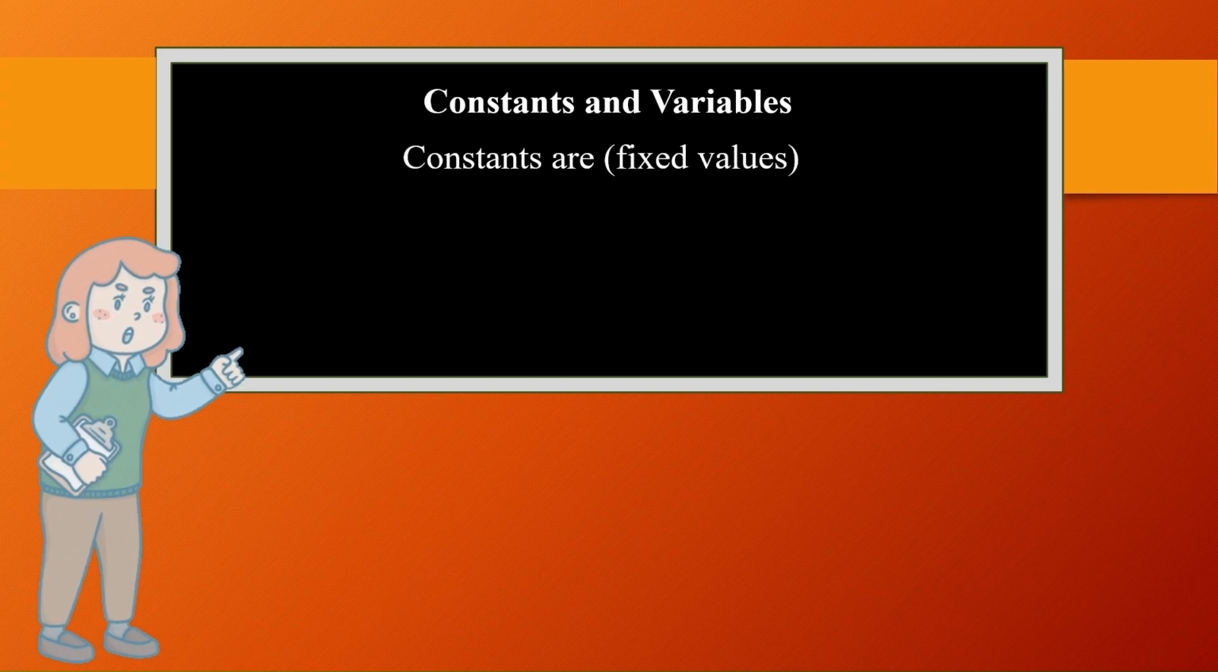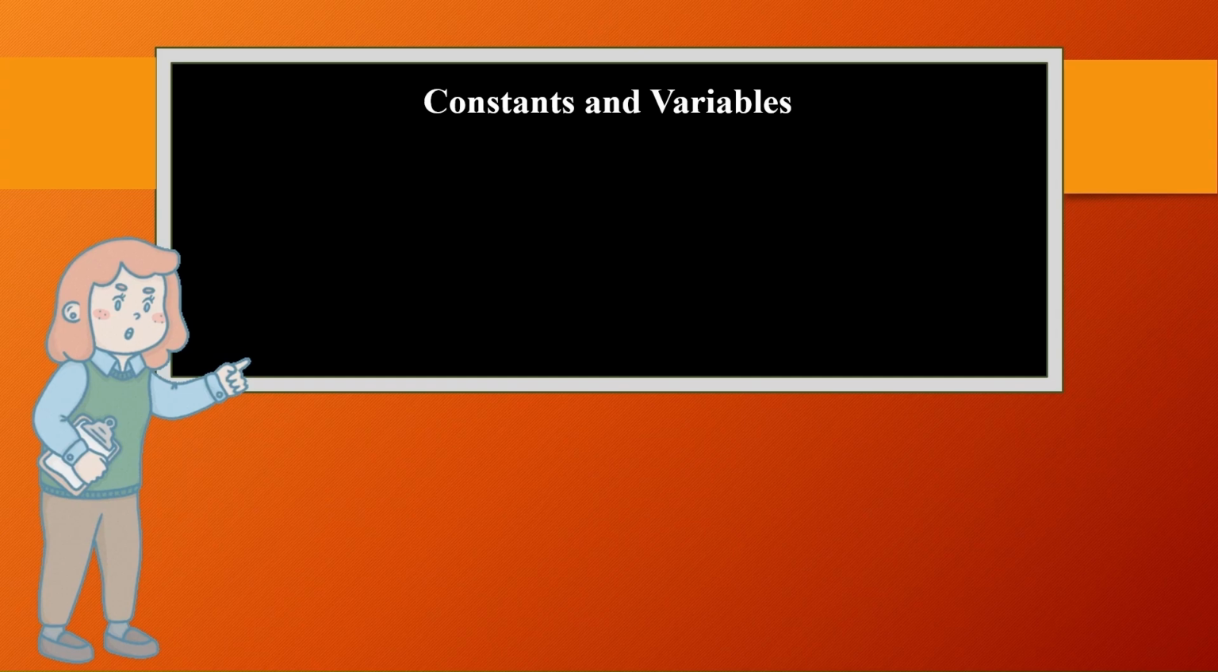Now let us try to understand the building blocks of algebra, constants and variables. What are constants? A constant is a value that does not change. They are fixed. For example, take a bottle of candies. This bottle has 6 candies. 6 is a constant because it remains the same. It won't increase or decrease.